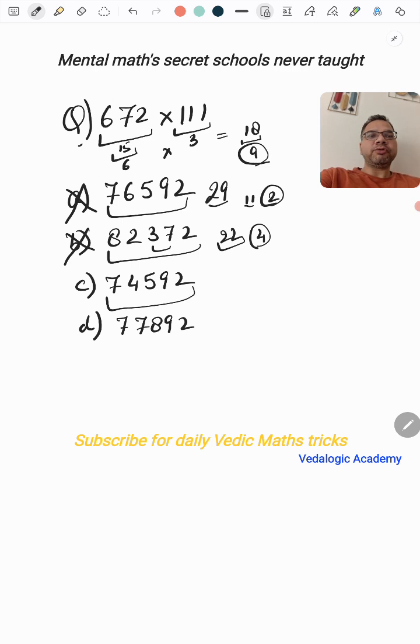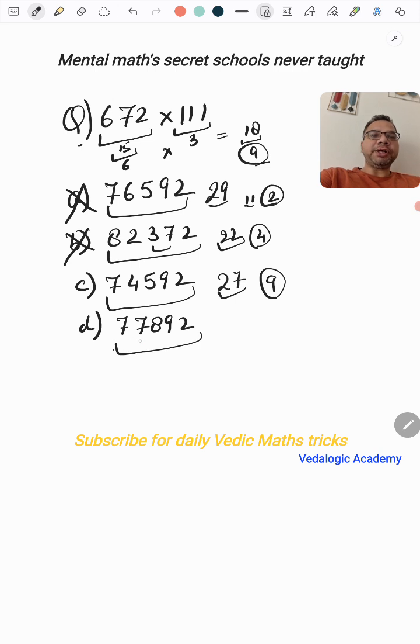I'll come to 74592. 7 plus 4 is 11. 11 plus 5 is 16. 16 plus 9 is 25. 25 plus 2 is 27, which is again two digits. So I'll say 2 plus 7, which is 9. So this might be a possible solution. Let's check the last one.